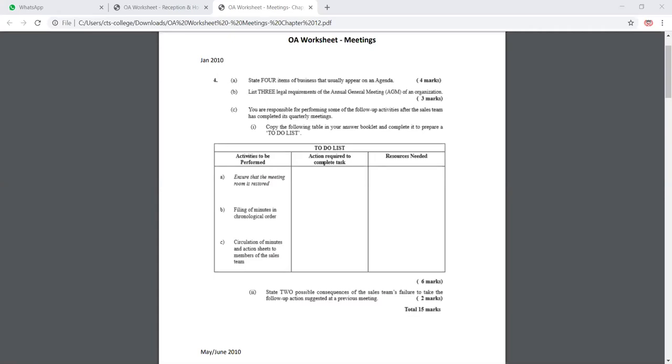Right, so your two answers there, I'm just going to tell you that again. Your two answers: one, members can be disciplined, and two, meeting goals will not be achieved. So that's the two possible answers there. Okay, so let's look at the other questions.